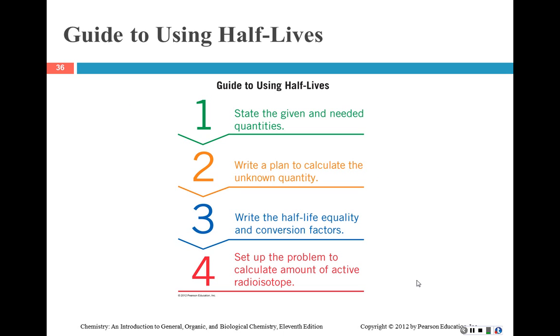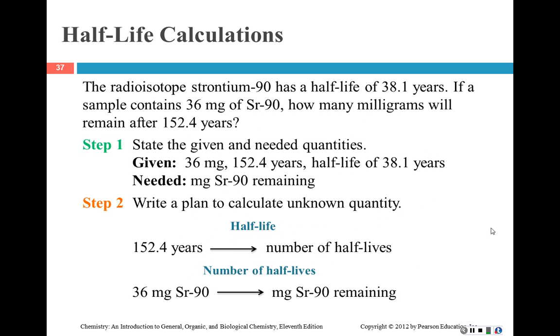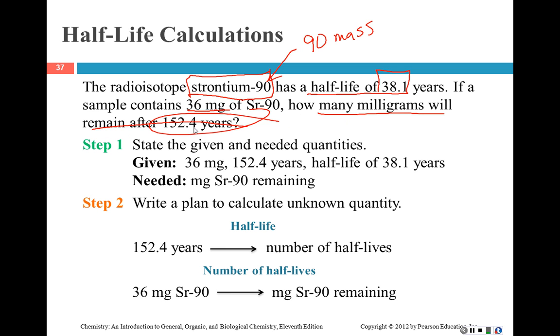So when we use half-lives, we're going to be given needed quantities and calculate some things: write the plan, write the half-life equality, and then set up the problem. So an example of this is you have a radioisotope of strontium-90. What's that tell you? It's got 90 mass, right? It has a half-life of 38.1 years. If a sample has 36 milligrams of this stuff, how many milligrams will remain after 152.4 years? It's a lot of numbers, but it's really not that hard.